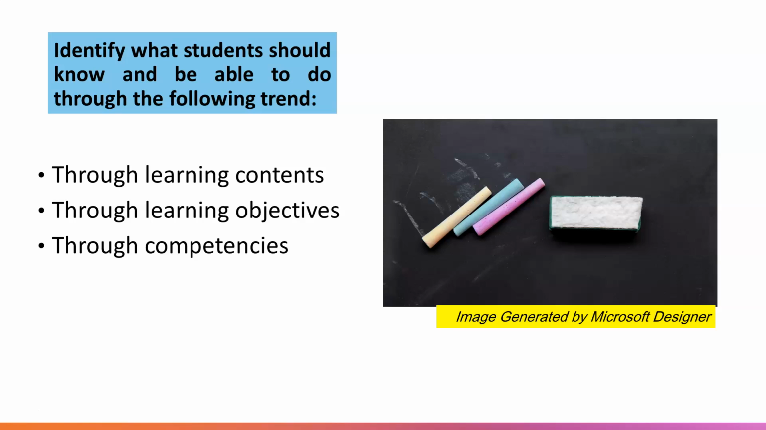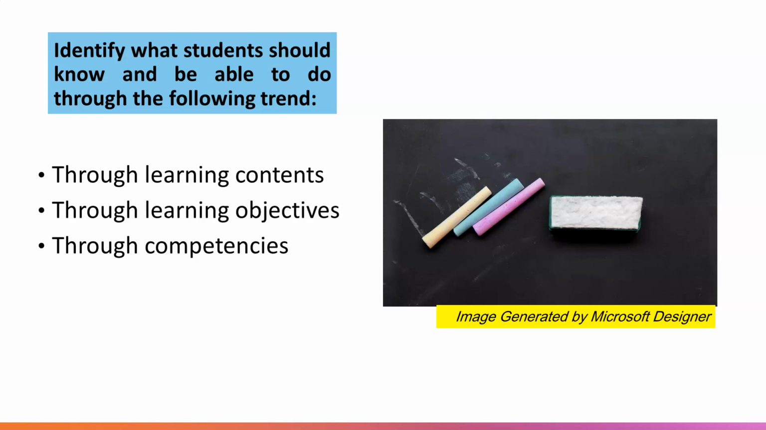Let us consider the following trends. It is important to identify what students should know and be able to do, and this can be approached through three main gateways. 1. Through learning contents. The most traditional approach, based on presenting codified and formalized lists of desirable knowledge, rules, principles, facts, methods, procedures, etc., that must be transferred to students.